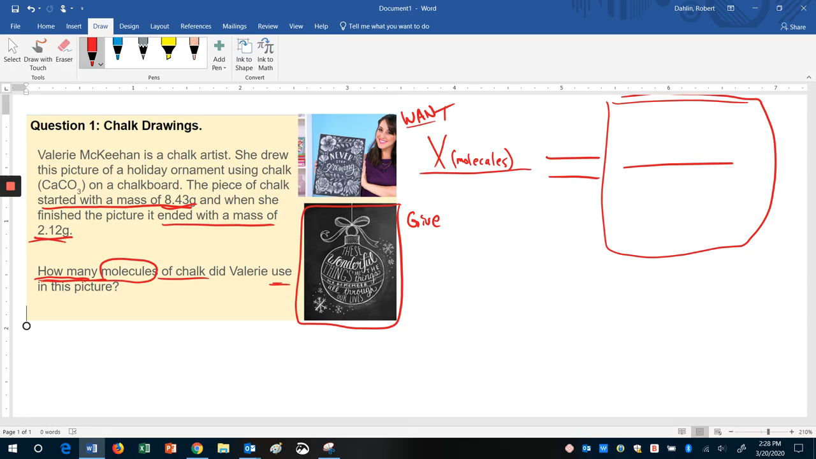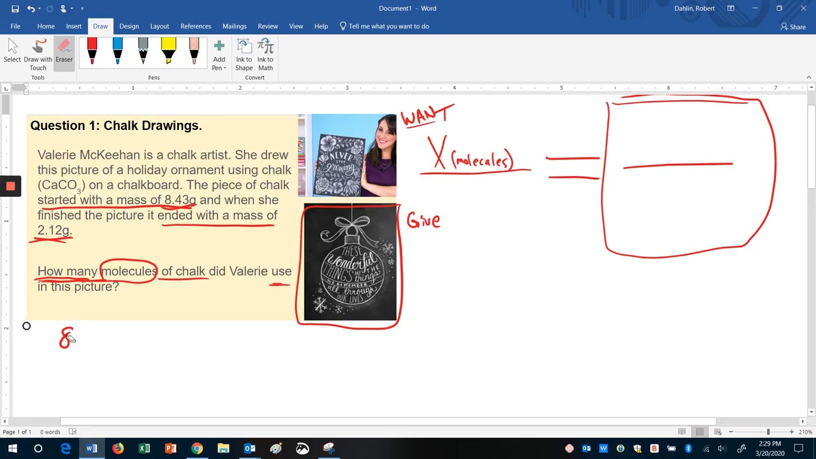Well, why would the weight of the chalk go down? Well, the weight of the chalk goes down because the other chalk is now part of this picture. It's part of her drawing. So to figure out how much chalk is in the drawing, we simply have to figure out how much of this chalk she used. So to do that, we simply subtract.